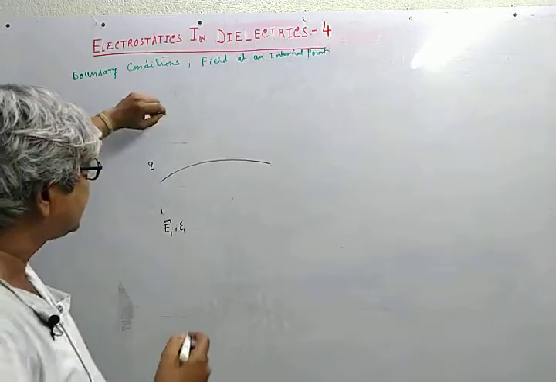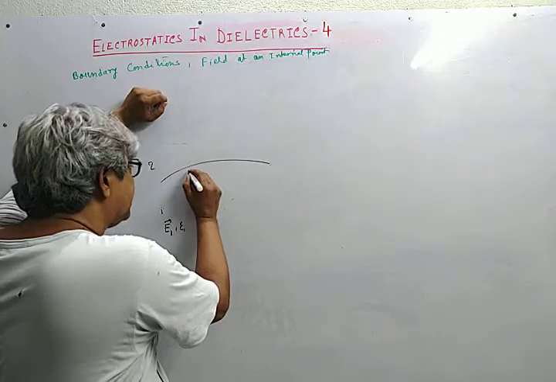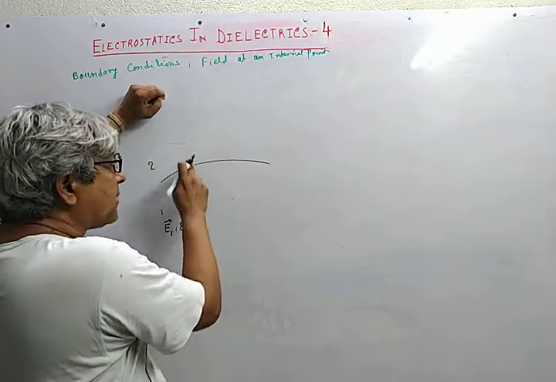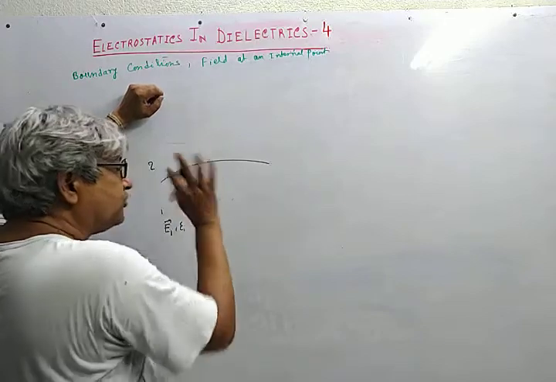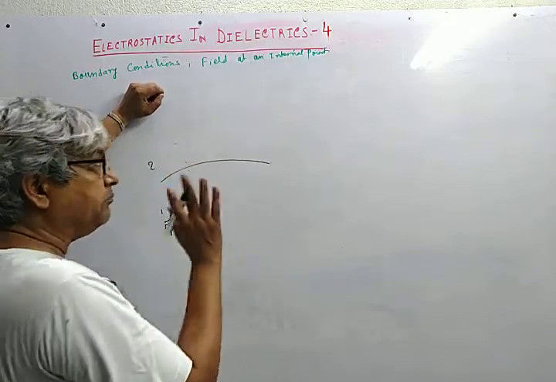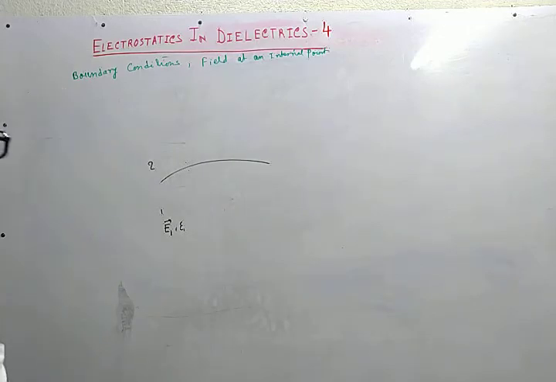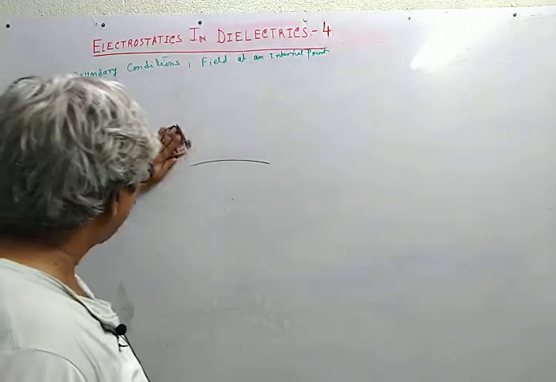By boundary condition we mean the relation between the components of the field vectors as we cross the boundary or interface separating two media. This is what we mean by boundary condition. What are the guiding equations for boundary condition?